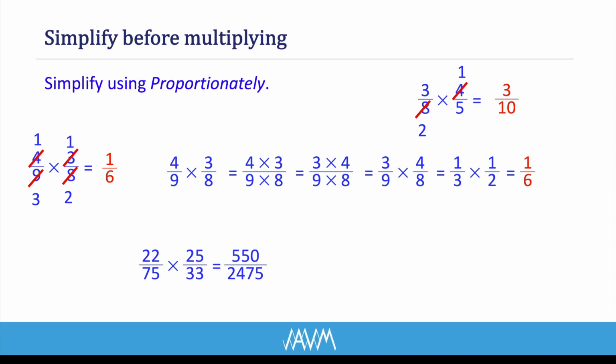And if we look at the numbers, we can divide the 22 and 33 by 11, giving 2 and 3, and we can divide the 75 and 25 by 25, giving 3 and 1. And now we can use the 2 new numerators and 2 new denominators and arrive at 2 times 1 is 2, 3 times 3 is 9, so it's 2/9.